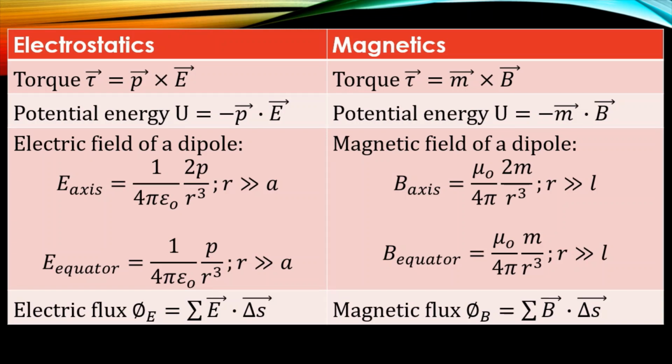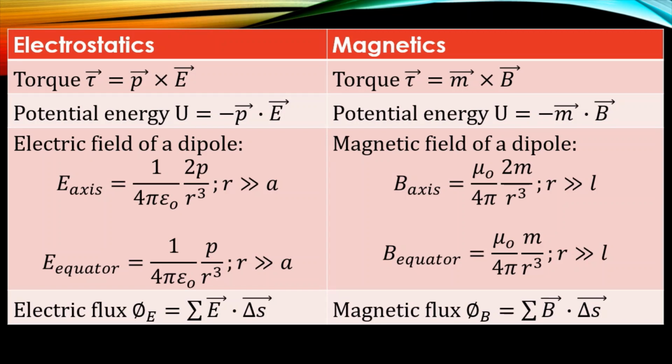The next is electric field of a dipole. In chapter 1 you have come across electric field along the axis of the dipole as well as electric field along the equator of the dipole, right? The equatorial point of the dipole. So E of axis is equal to 1 over 4 pi epsilon naught, 2p by r cube, for r much greater than a. In the same way, electric field along the equatorial point of the dipole is 1 over 4 pi epsilon naught, p by r cube, for r much greater than a.